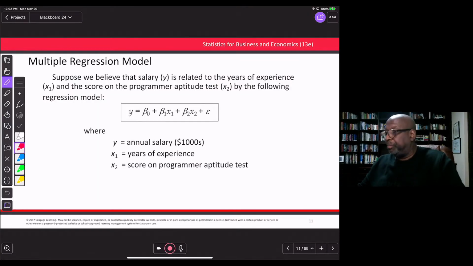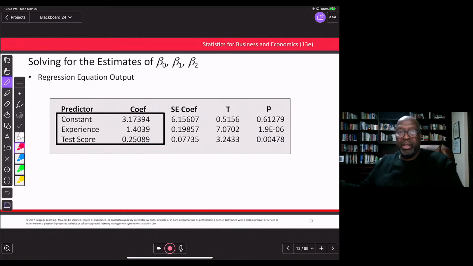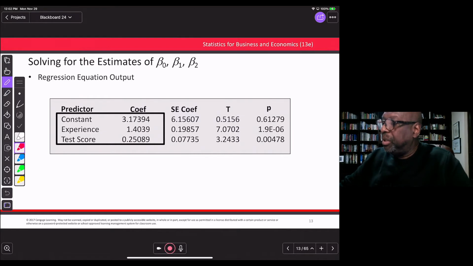So here's the population regression equation, of course, that we want to estimate. Y is the annual salary, X1 is the years of experience, and X2 is the score on the program aptitude test. And we want to fit a regression equation to that. We take our input data, we plug that into our computer software, and then we get a least squares output. All right. And this is what the output could look like, where we have the coefficients. So that would be your B0, which is the constant, B1 experience, and B2. All right.